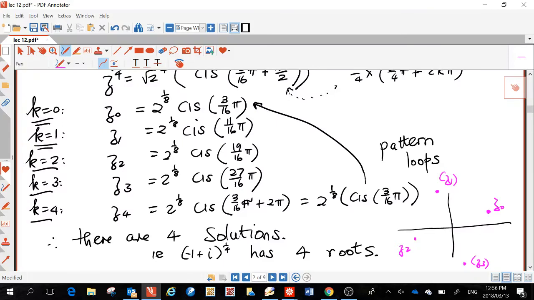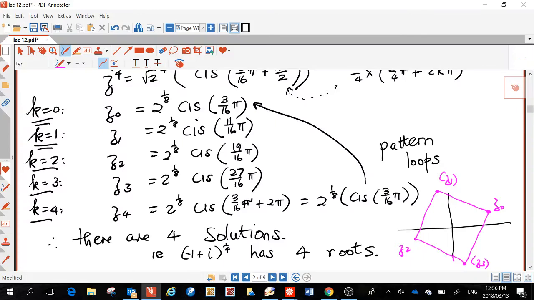What happens here is that these roots arrange themselves in the shape of a square. You didn't know that. Did you realize that? The four roots of any number, not just this example, will always arrange themselves equidistant apart. So they must form a square, because if they're equidistant apart, they form right angles with each other.